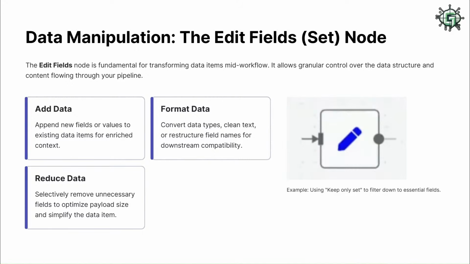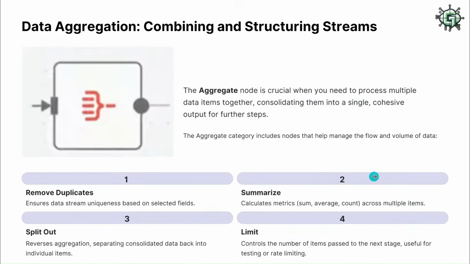Next we go to data aggregation. The aggregation node combines multiple items into a single output, removing duplicates. Summarizing means calculating the sum, average, and count. And next, split out is a reverse aggregation if needed. Whatever the order is, it will be reversed and combined in reverse.